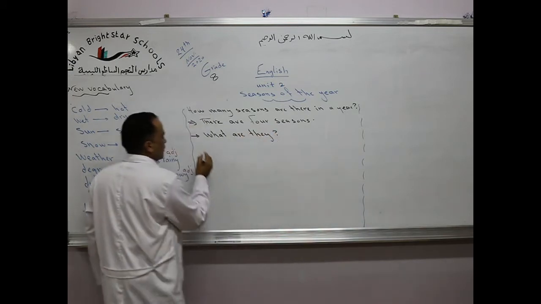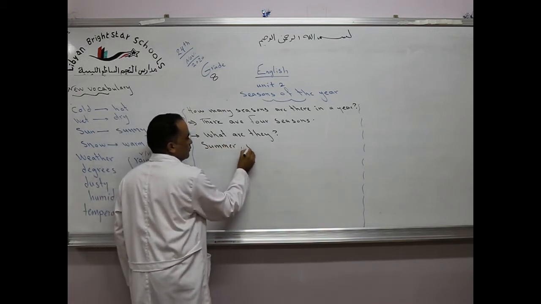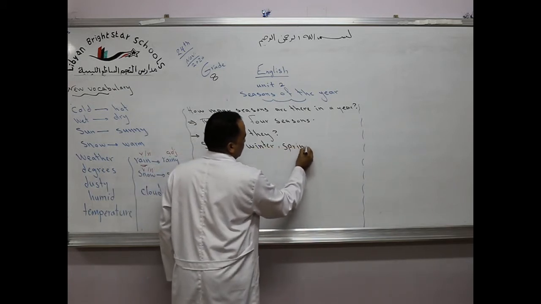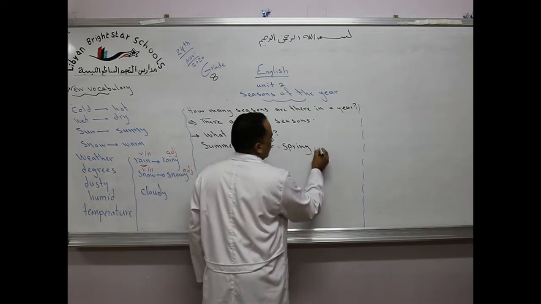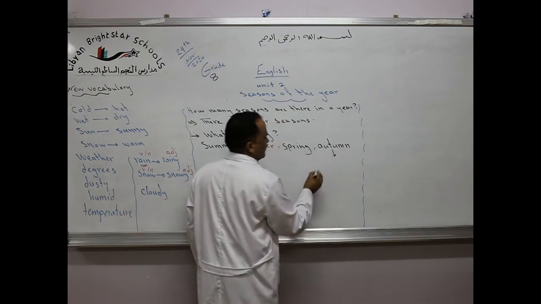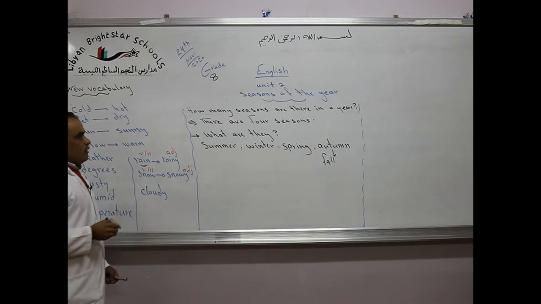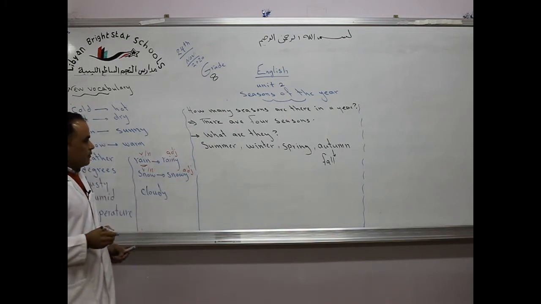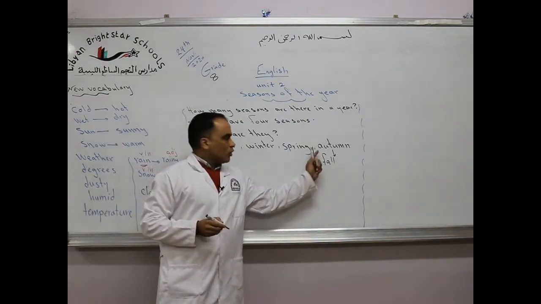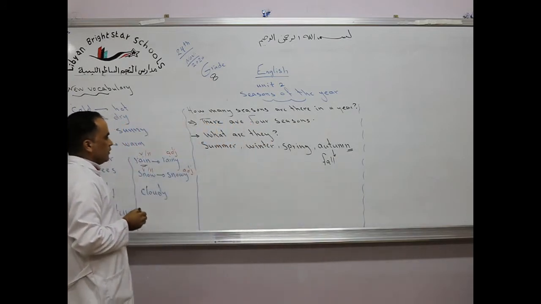They are called summer, winter, spring, autumn. In American accent, it's called fall. Okay? There are 4 seasons in a year. What are they? Summer, winter, spring, autumn. The letter N is silent. Fall in American accent. Okay?